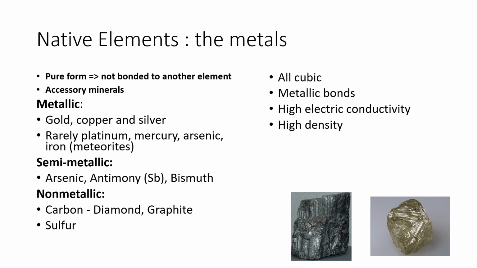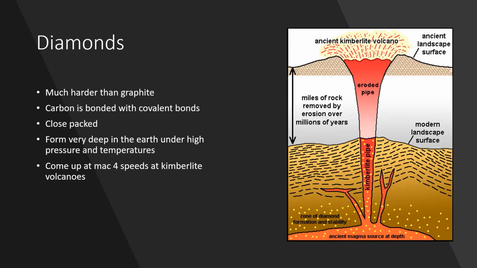They're all going to be cubic. They all are going to be made of metallic bonds. You're going to have high electric conductivity and high density, especially with the metallic ones and semi-metallic. The non-metallics are going to be a little bit different. They're not going to have those metallic bonds necessarily. Remember, diamond has these covalent bonds. Okay, so diamonds are much harder. It's bonded with covalent. It's close packed, so it's very tight.